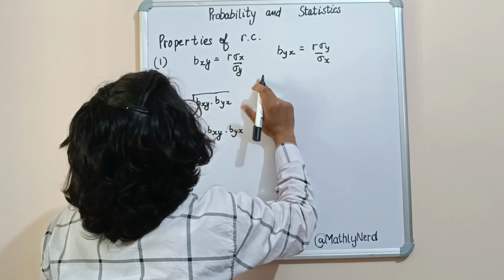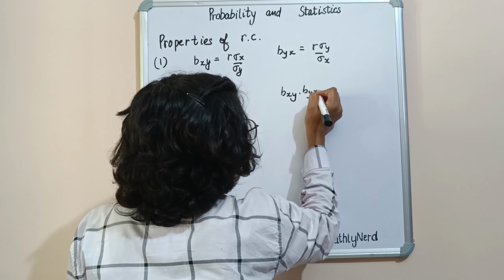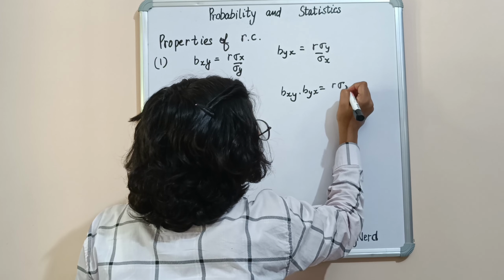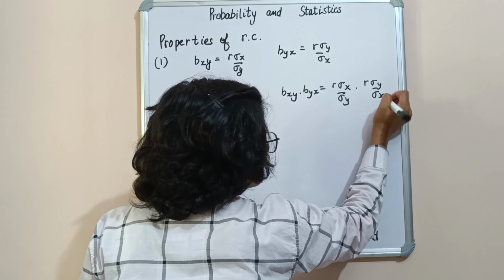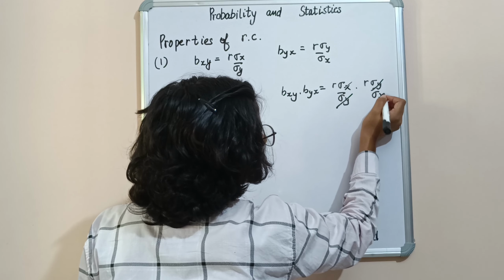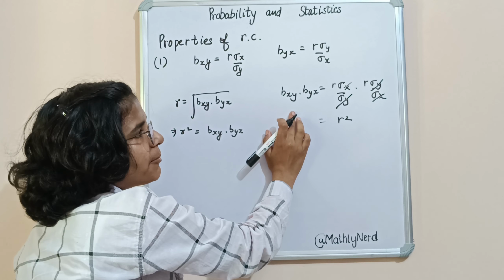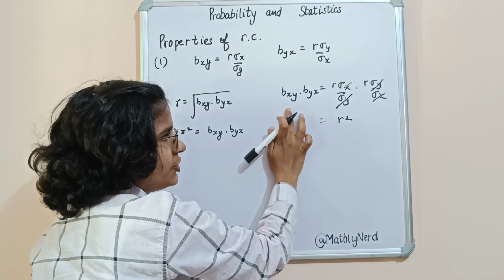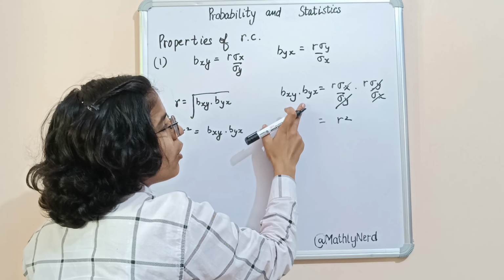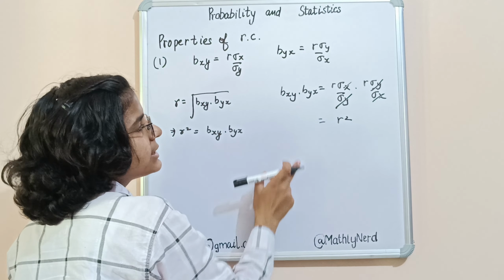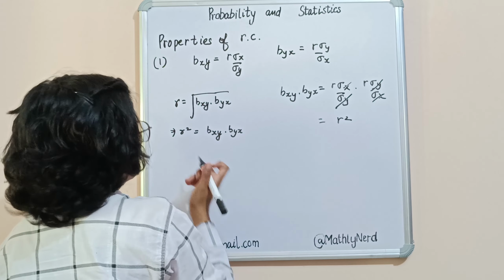Now, if we multiply bxy and byx, bxy times byx equals r sigma x by sigma y times r sigma y by sigma x. Sigma y cancels, sigma x cancels, and this equals r square. So our r is the geometric mean of the regression coefficients, and the sign of r is the sign of the regression coefficients. That means the regression coefficients and the correlation coefficient have the same sign.